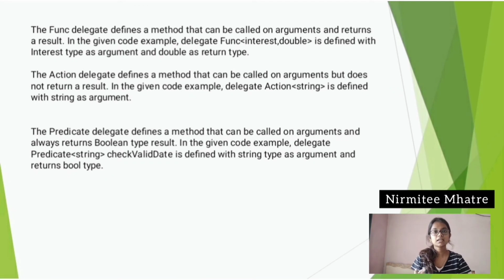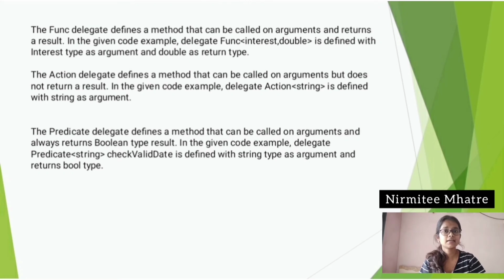The second delegate, Action, defines a method that can be called on arguments but doesn't return a result. So the delegate Action<string> is defined with string as the argument. The third, the Predicate delegate, defines a method that can be called on arguments and always returns a boolean result. In this type of delegate, the predicate CheckValidDate is defined with the string type as an argument and returns a boolean result.